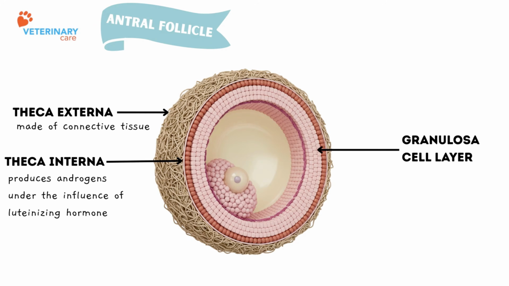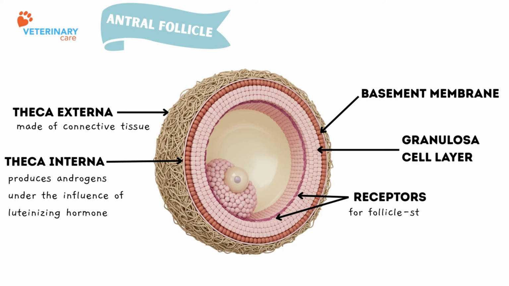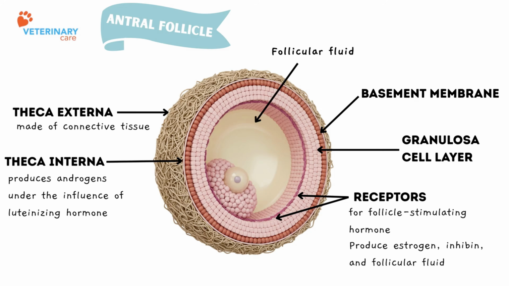Inside that is the granulosa cell layer, separated by a thin basement membrane. This layer has receptors for follicle-stimulating hormone and is responsible for producing estrogen, inhibin, and follicular fluid. It also plays a critical role in oocyte maturation.